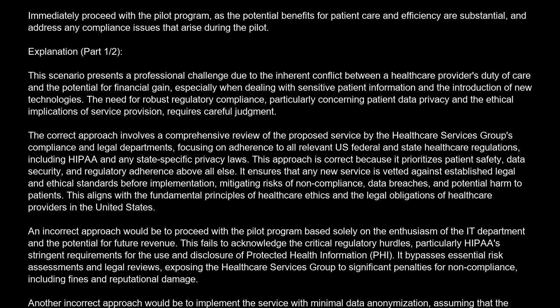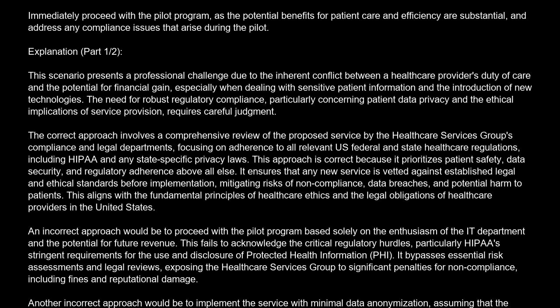This approach is correct because it prioritizes patient safety, data security, and regulatory adherence above all else. It ensures that any new service is vetted against established legal and ethical standards before implementation, mitigating risks of noncompliance, data breaches, and potential harm to patients. This aligns with the fundamental principles of healthcare ethics and the legal obligations of healthcare providers in the United States.